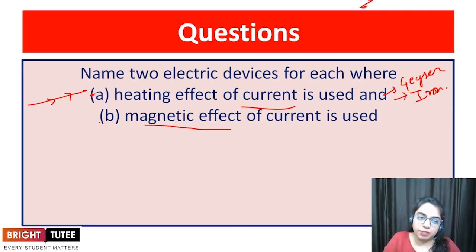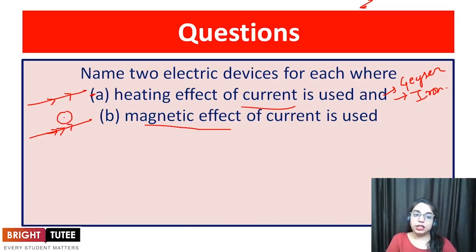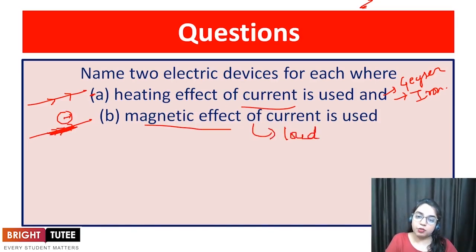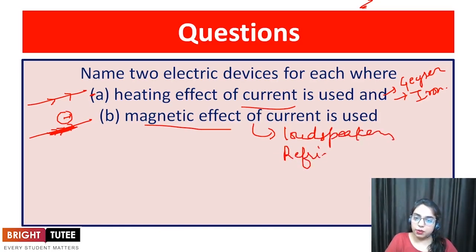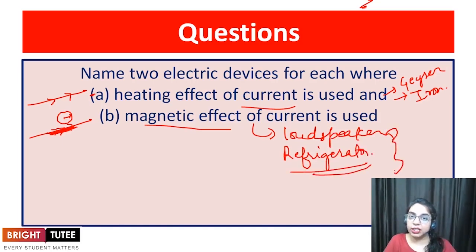And what is the magnetic effect? Suppose in this wire the current is flowing, it will start behaving like a magnet. And how can we verify this? We can verify this by placing a compass near it, and it will show a deflection which indicates that whenever a current is flowing through this wire, it is behaving like a magnet. So children, what are the devices? Devices can be loudspeakers or refrigerators. I'm sure you can write many other examples that we have already discussed in the session.